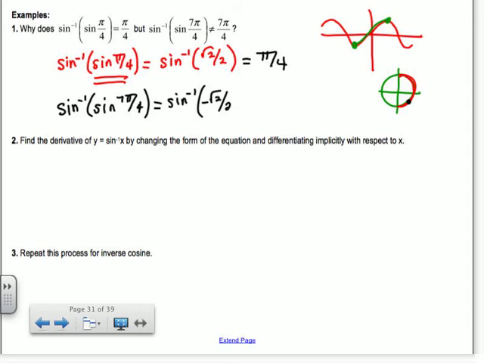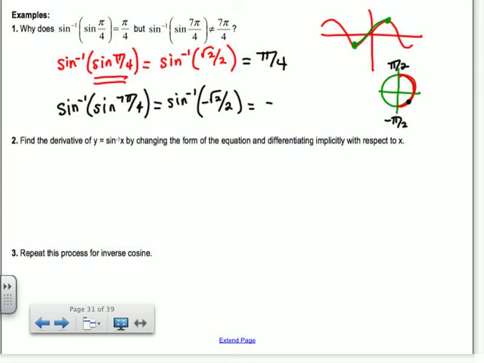So now you're saying on that restricted domain, from negative pi over 2 to pi over 2, what is inverse sine of negative square root of 2 over 2? Kind of a trick question. What is it? Not 7 pi over 4, because you're on this restricted domain between negative pi over 2 and pi over 2, and 7 pi over 4 is not on that domain. Negative pi over 4. Thank you, Mackenzie.